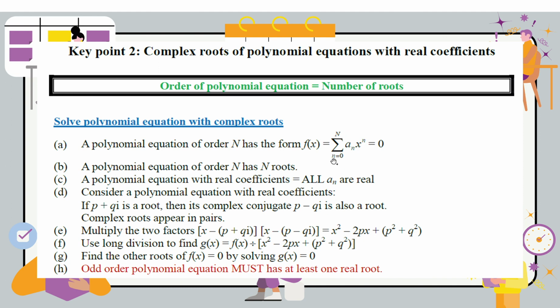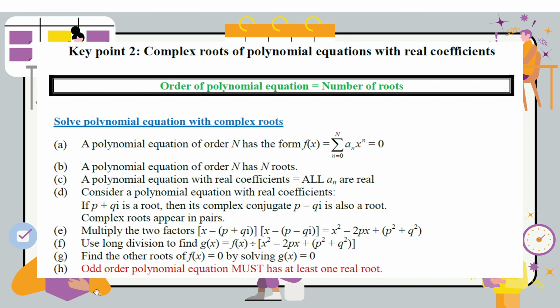Because the polynomial may be of higher order, we use these factors, and we are sure that f(x) is divisible by this factor, so we do long division and find g(x). And g(x) will sometimes be reduced to a second order. So before, f(x) was fourth order, and now g(x) equals 0 is a quadratic. You can solve it, okay? So you can solve a fourth order polynomial equation given one complex root.